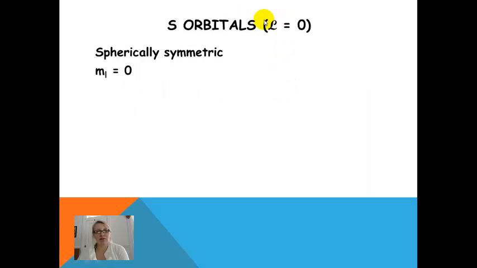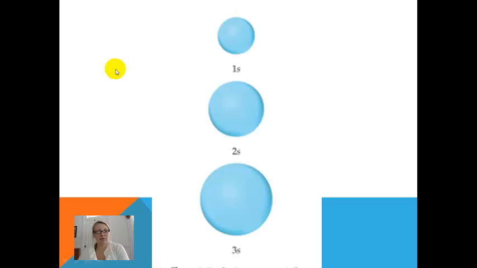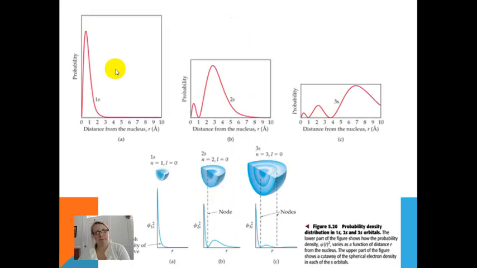So s orbitals are, remember, when L equals 0, they're symmetrical and spherical. And remember, for s, your ML quantum number is 0. So s orbitals again are spherical. This would be the 1s orbital, and then between the 1s and the 2s orbital, and then after the 2s is the 3s orbital. So your probability increases every time you enter one of the s orbitals.